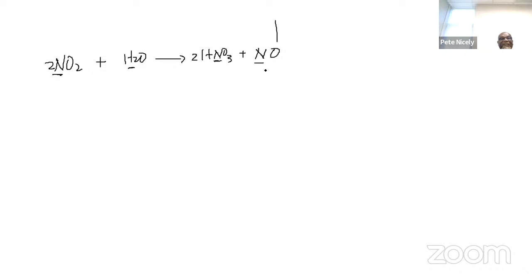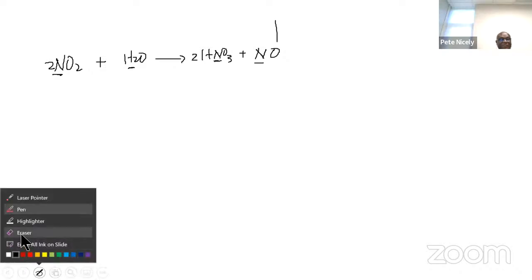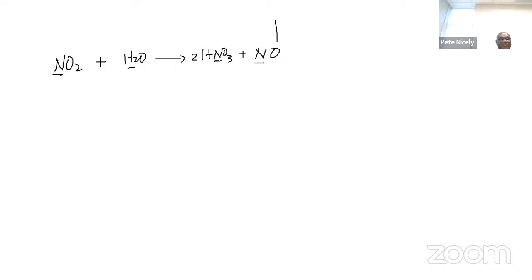Oh, wait a minute. The nitrogens are not balanced as well. So what I'm going to do is take this out and put a 3 here. And let's see now. So the nitrogens are now balanced. Okay, now this is the balanced equation. 3 nitrogens on both sides, 6 plus 1, 7 oxygens on both sides, and 2 hydrogens on both sides. All right. So now the equation is balanced. So we needed to do that.